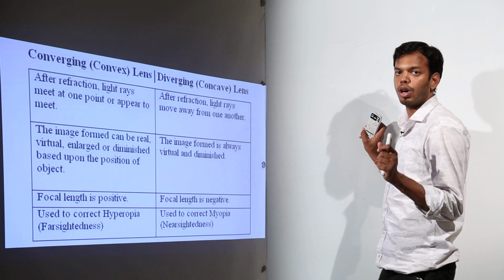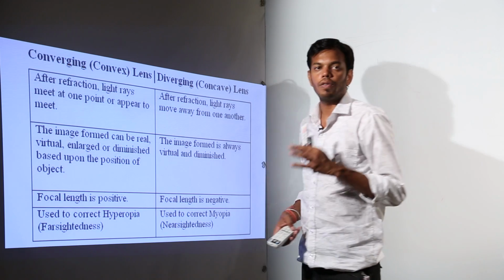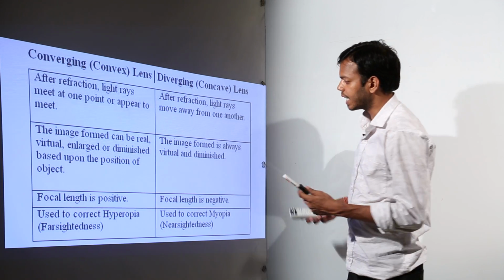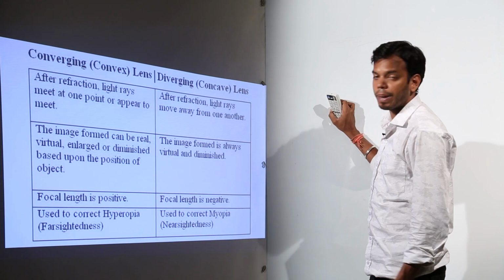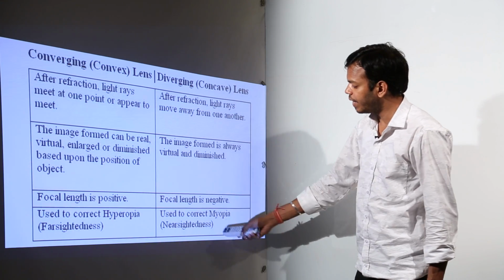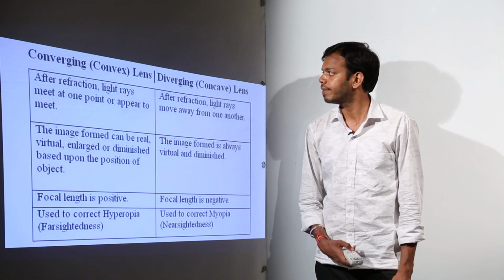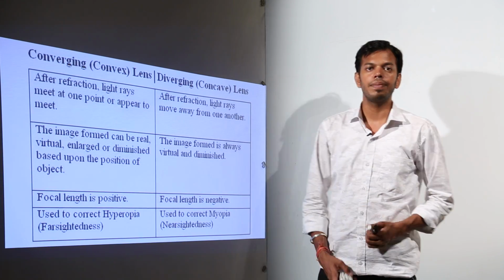I'll get you to write down the points of difference as well. Now for a convex lens we always take the focal length to be positive, whereas for a concave lens we take the focal length to be negative. And lastly, a convex lens is used to correct hypermetropia or farsightedness, whereas a concave lens is used to correct myopia or nearsightedness. All right. Okay. What is, by the way, hypermetropia?